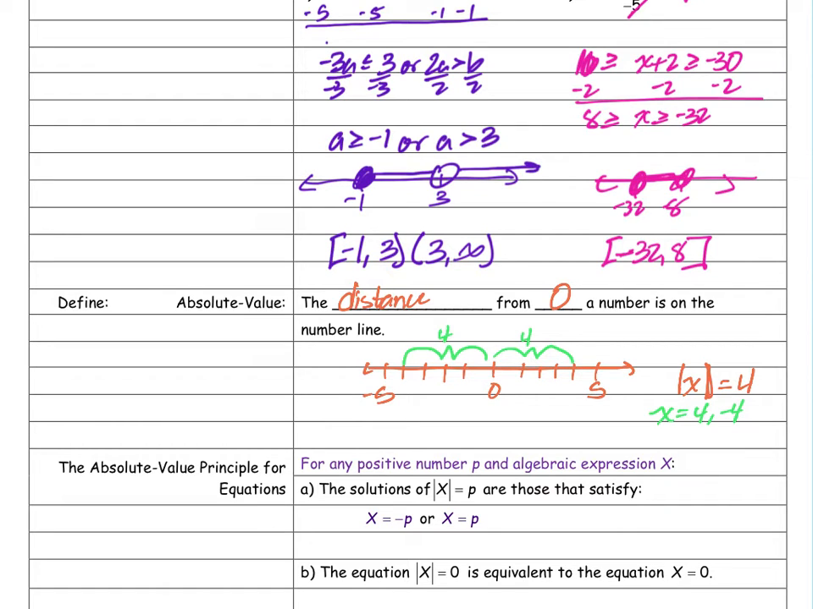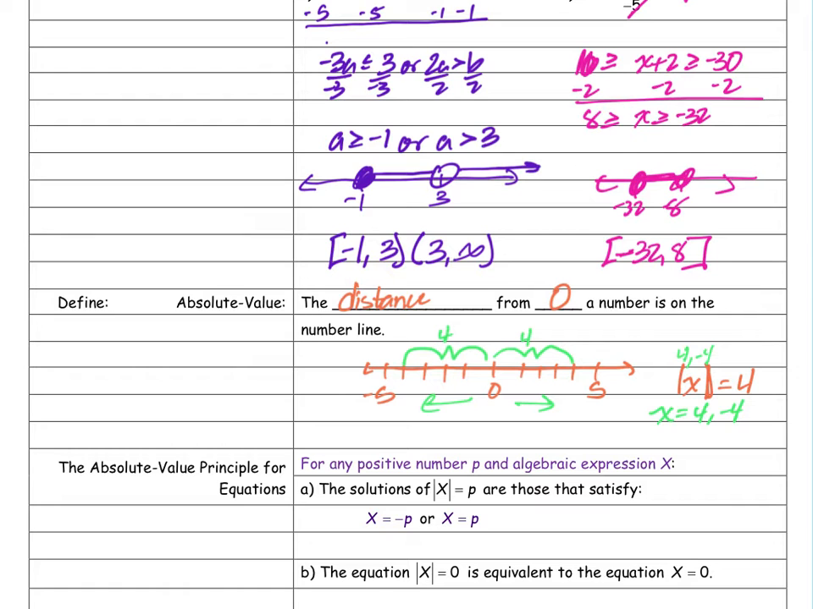So because absolute value has two possible answers, inside the absolute value there are two possible answers. The absolute value of 4 is 4, and the absolute value of negative 4 is 4. So there's two possible answers that we can solve for x, and that's what we have to remember, because we have to do two separate equations when we're dealing with absolute value. One for this side of 0 and one for this side of 0.